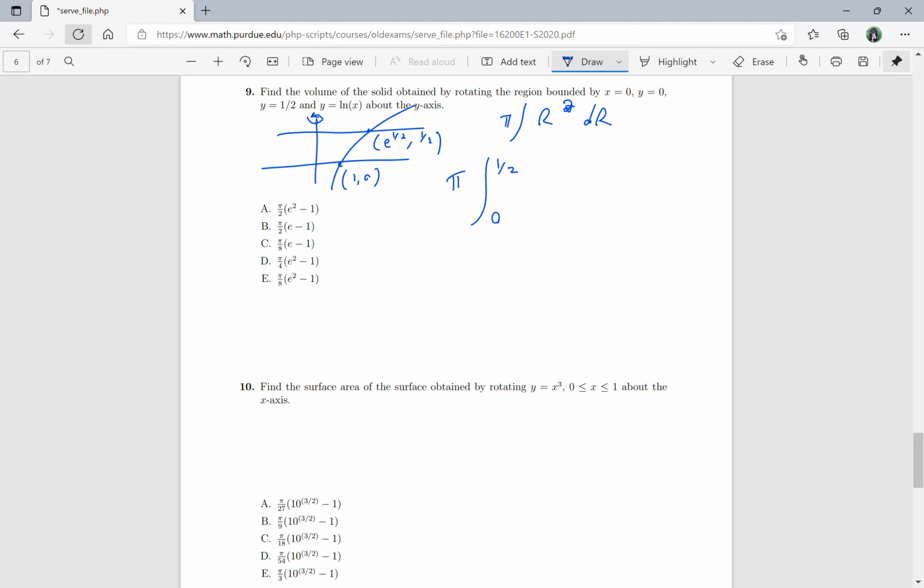And the radius is actually from the left 0 to the right x, and we're going to have to solve y equals natural log x for x. So take the exponential of both sides. e to the y equals e to the natural log x. So x is e to the y. That's our radius.